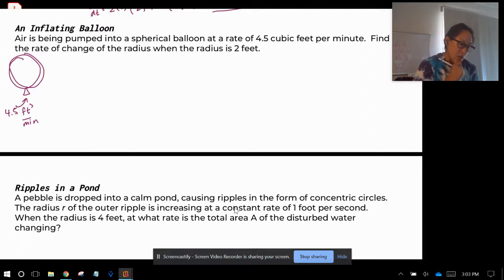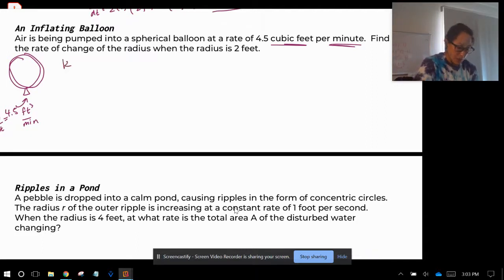Then, which I know is 4.5. So that is, it says the cubic feet per minute. That is the volume, the change in volume with respect to time, dV/dt. All right, next up, find the rate of change when the radius.